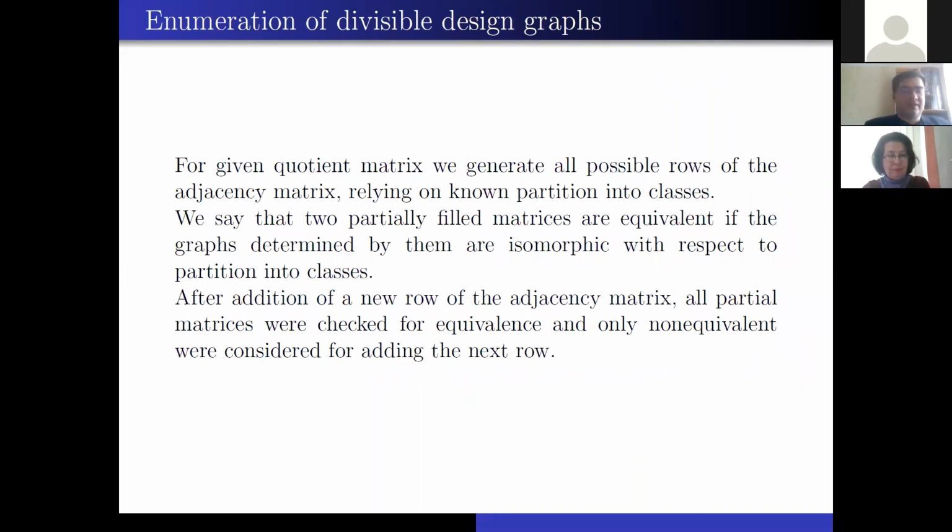And the last step of our three-part algorithm is the enumeration of the divisible design graphs themselves. For a given quotient matrix, we generate all possible rows of the adjacency matrix, relying on the known partition into classes. We say two partially filled matrices are equivalent if the graphs determined by them are isomorphic with respect to the partition into classes. After addition of a new row of the adjacency matrix, the partial matrices were checked for equivalence, and only non-equivalent ones were considered for adding the next row, and so on. We generate all possible divisible design graphs.